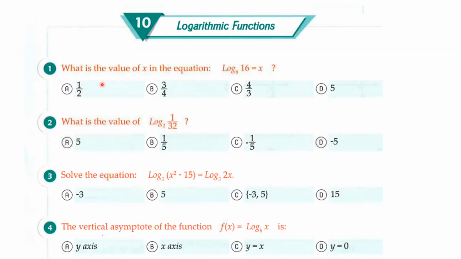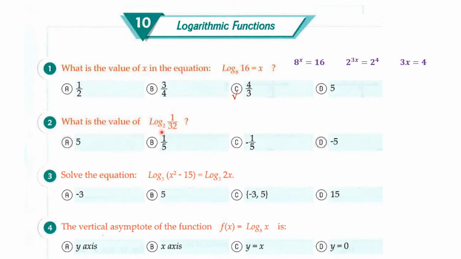Logarithmic functions. What is the value of x in the equation? Remember how to change logarithms into exponentials? 8 to the power of x is equal to 16. Try to make the bases equal. 2 to the power of 3x is equal to 2 to the power of 4. And so 3x equals 4, and your answer is C.